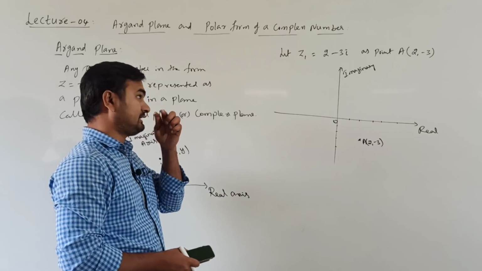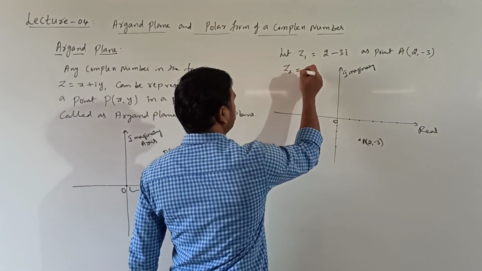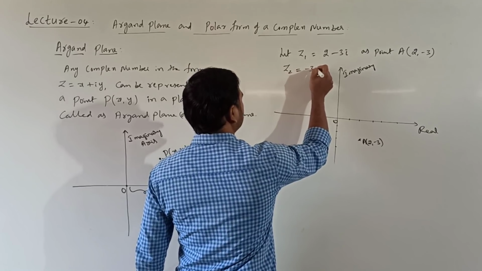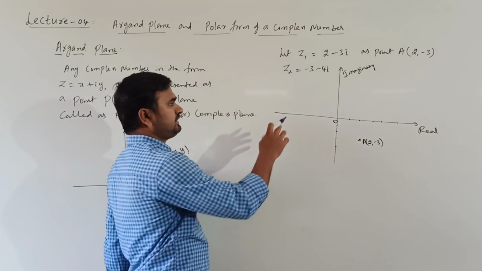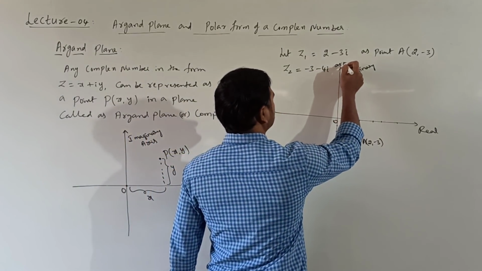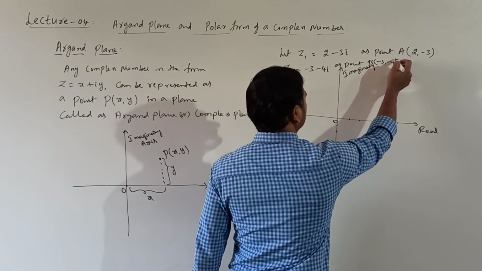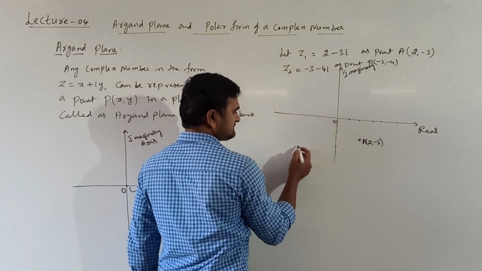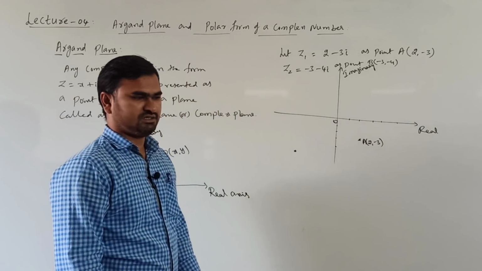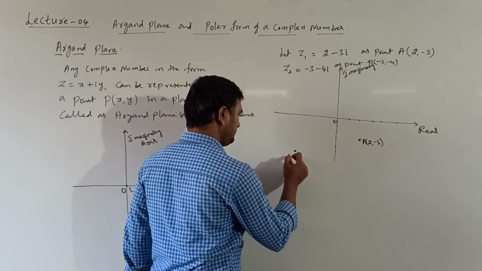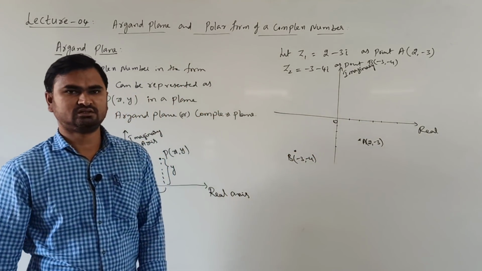Understand? Next, suppose there is a complex number z2 in the form of minus 3 minus 4i. So it corresponds to what point? As a point, B (minus 3, minus 4). Minus 3 comma minus 4 means both x is negative and y is negative. So suppose this is the point B (minus 3, minus 4). It lies in the third quadrant.